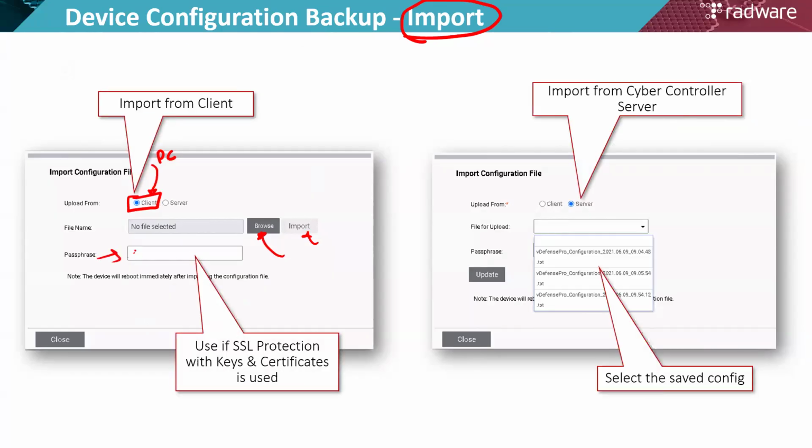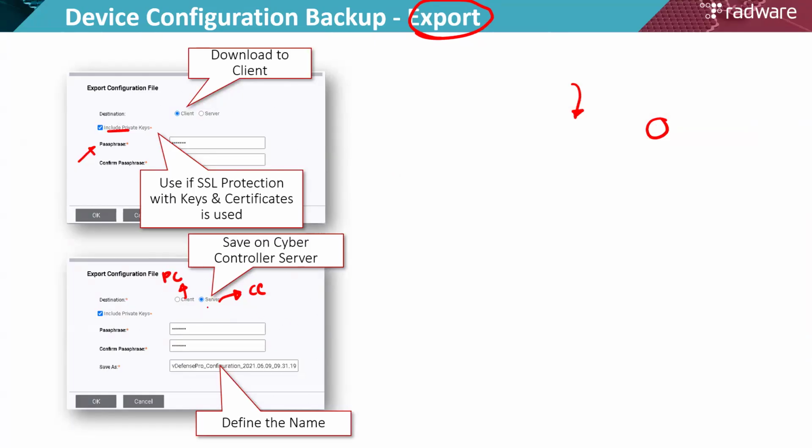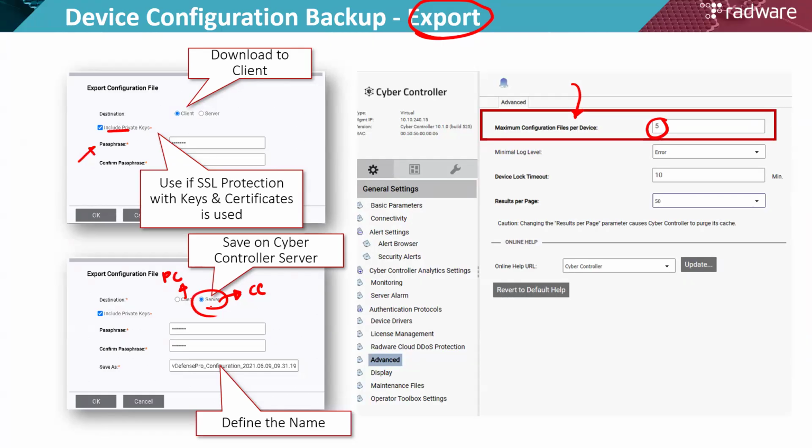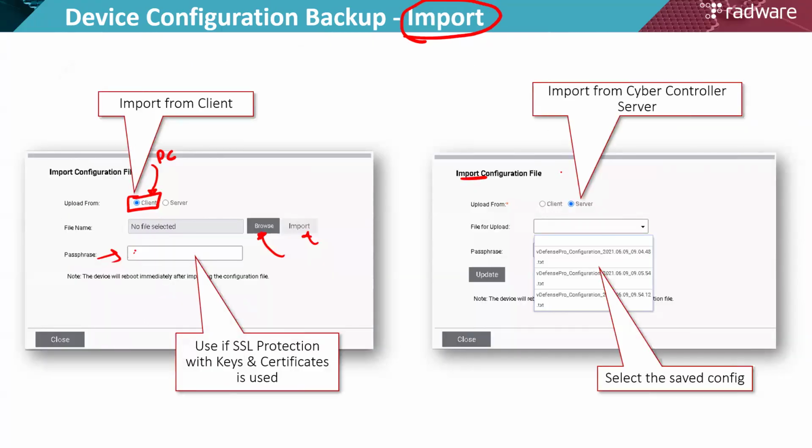And if you had earlier selected server mode, and if your configuration backup is on your cyber controller itself, then in that case, import from the server. Okay. Select the file.